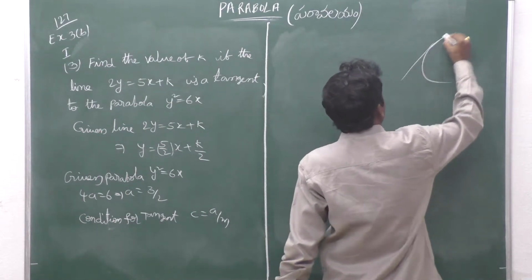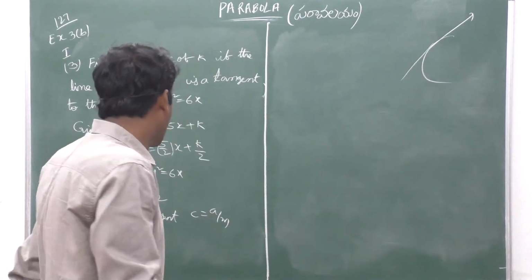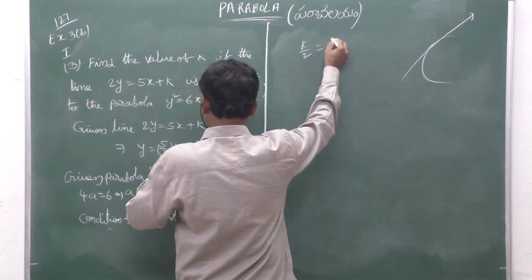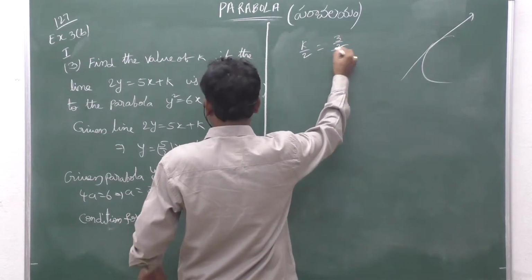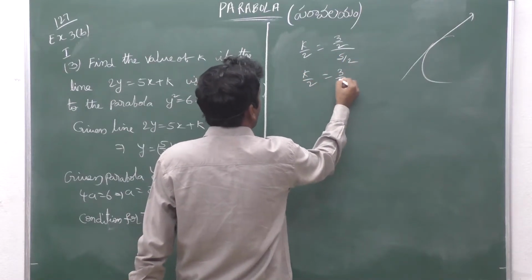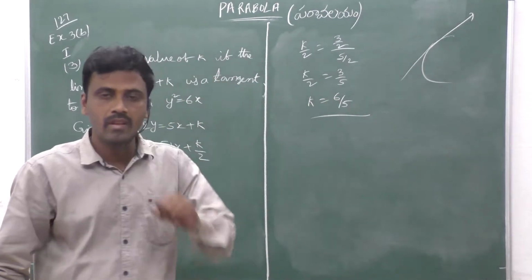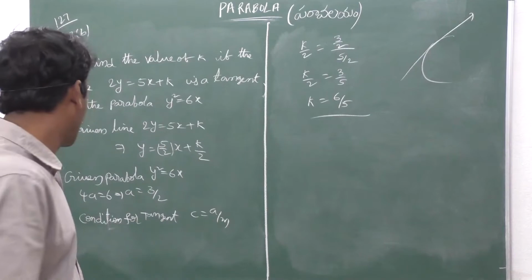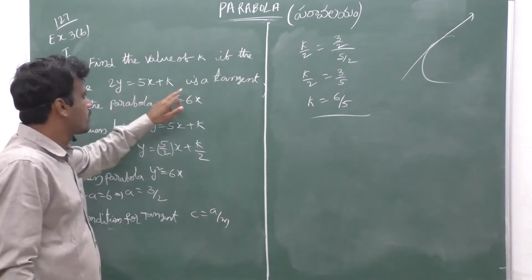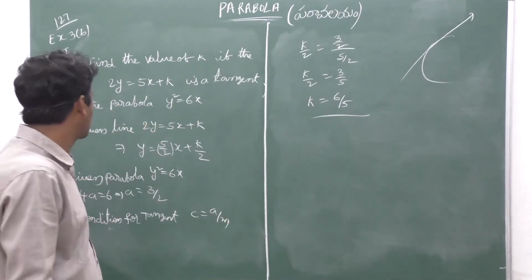For the parabola, the equation y equal to mx plus c is tangent, and the condition gives c equal to a by m. That is c equal to a by m, with c equal to k by 2. Here a is 3 by 2 and m is 5 by 2, so k by 2 equal to 3 by 5. K equal to 6 by 5. Question: find the value of k if the line 2y equal to 5x plus k is a tangent to the parabola y square equal to 6x.